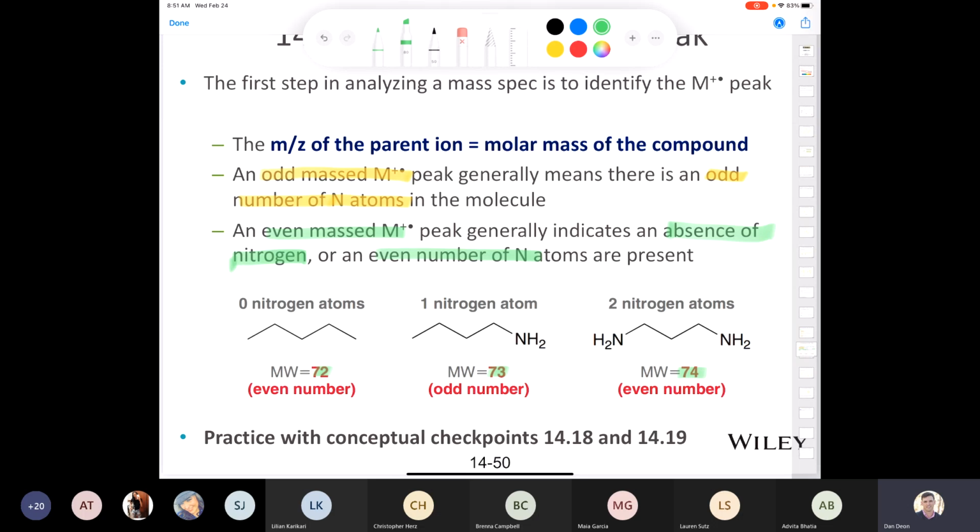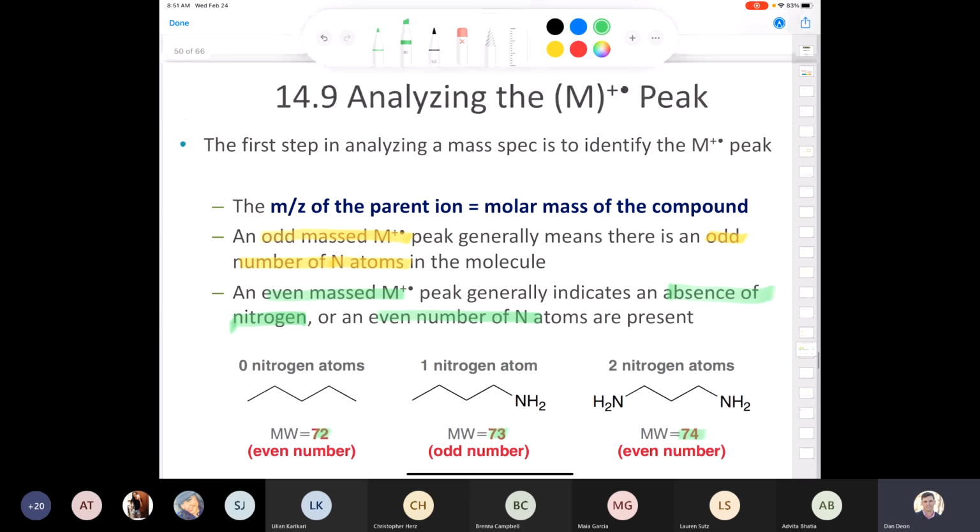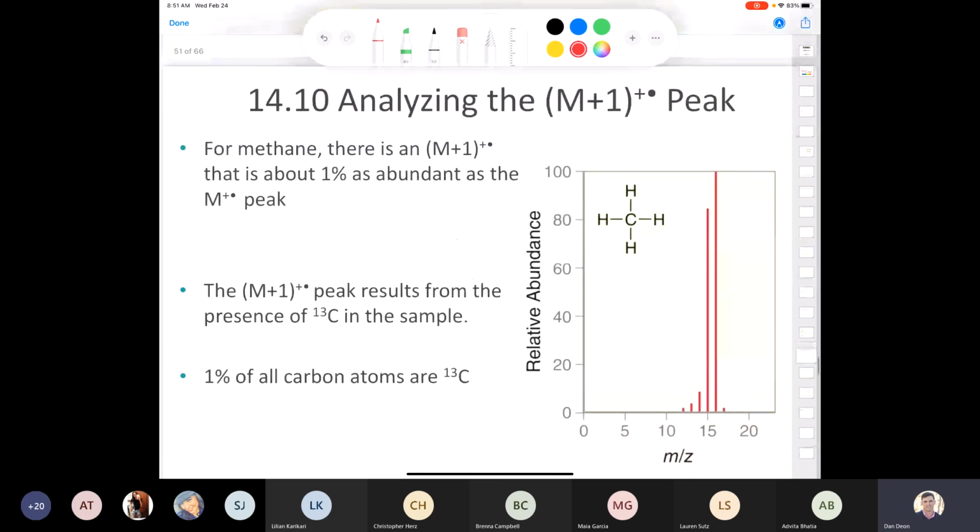So something I'll ask you to do every time you see a spectrum and you have the parent ion, the molecular ion, I'm going to ask you to analyze it in terms of the nitrogen rule. Okay, so again, I don't even have it written down here. Let's write it down. This is called the nitrogen rule. You got to know the nitrogen rule in organic chemistry.